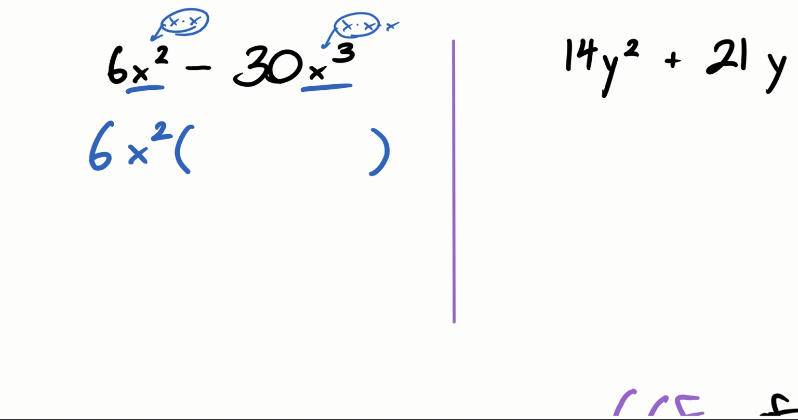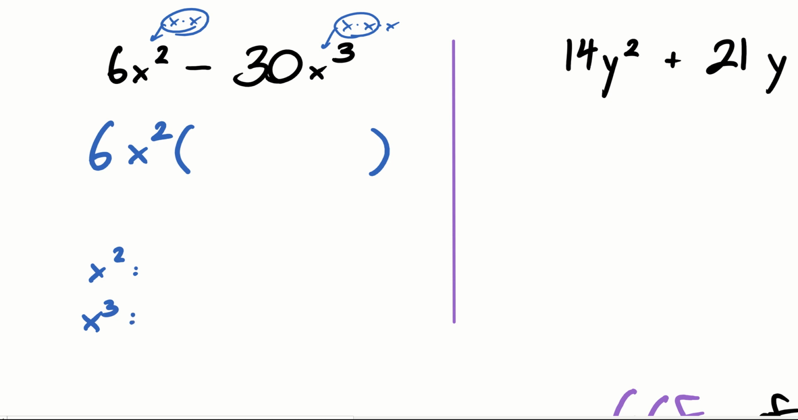So between 6x squared and 30x cubed, the GCF is 6x squared itself. We took the numbers first, 6 and 30, and found the GCF to be 6. We took the variables second, x squared and x cubed, and we found x squared to be the GCF. Now, for those that need a reminder, if you want to take this the long way, you absolutely can for x squared and x cubed.